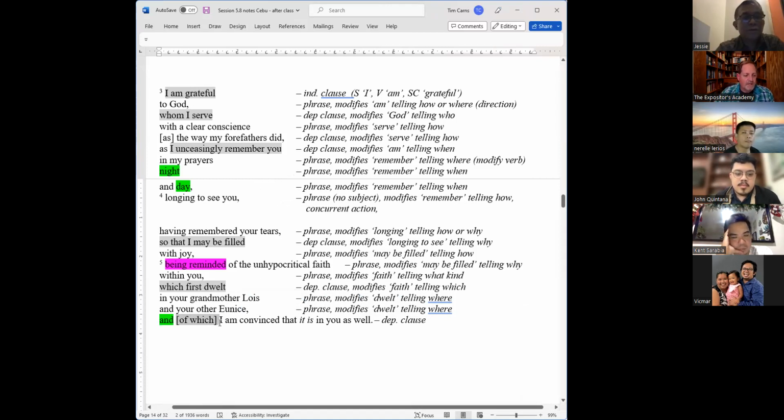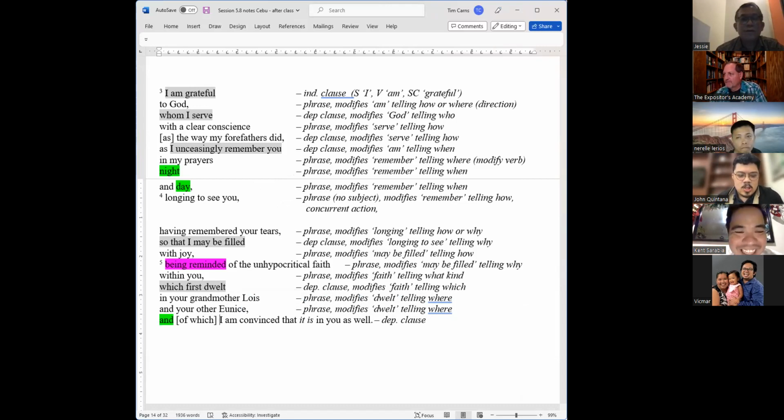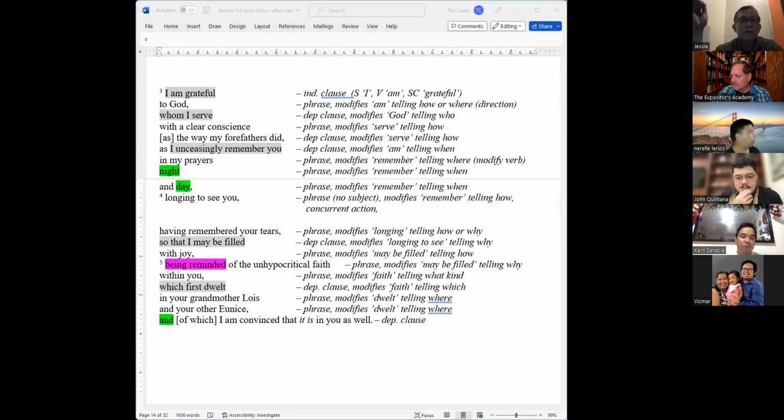So here's a time where I might go to the interlinear and see if that gives me some insight. But we are out of time. Okay. Let me see. "I'm convinced that it is in you as well." Independent clause. Let's see what the interlinear says.